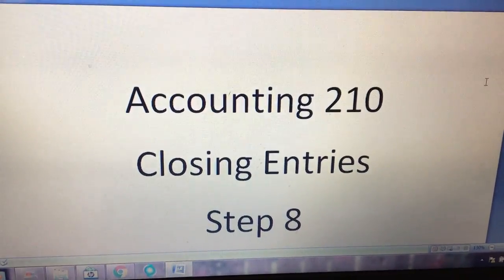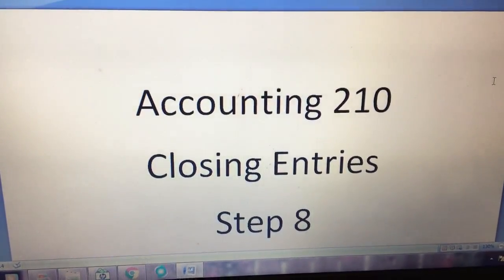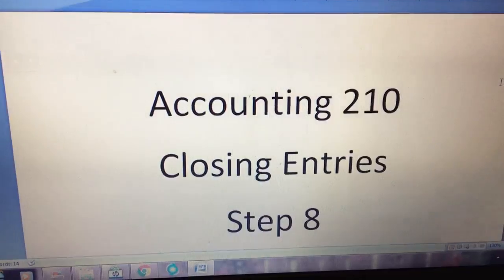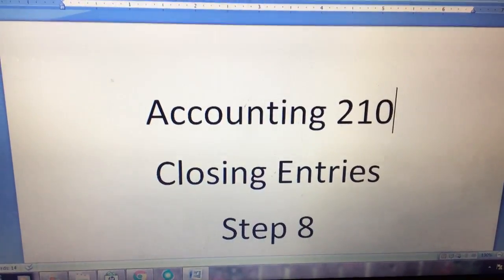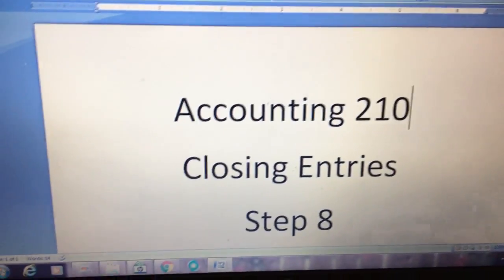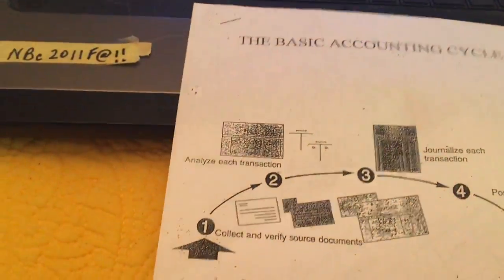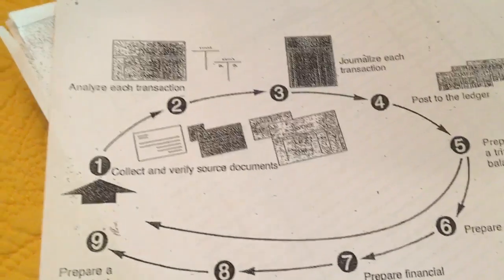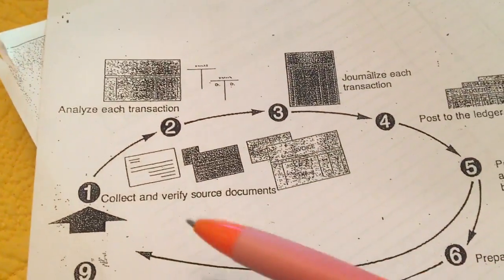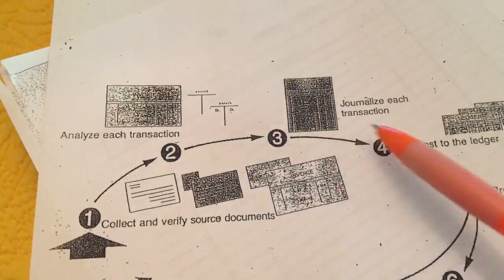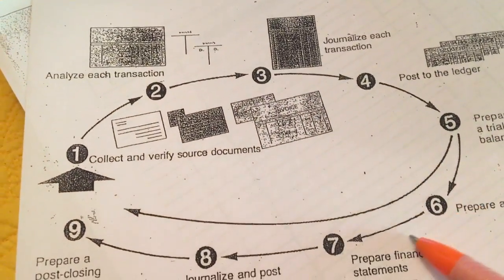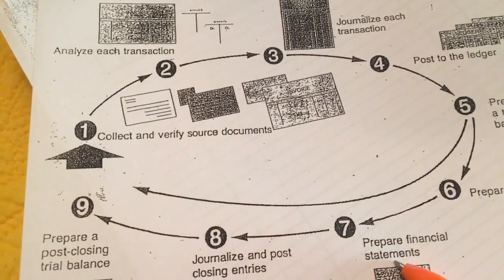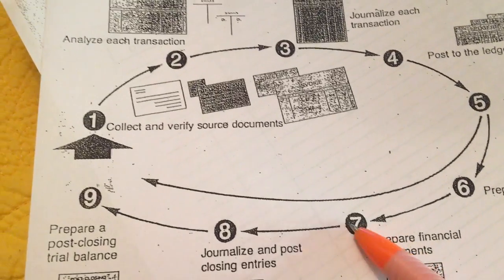Good morning, students. Today we're going to look at closing entries, which would be step 8 on the accounting cycle. Let me take you to the accounting cycle and show you where we are. If you come down to your accounting cycle that's posted under test 1, you'll notice we have gone all the way around, and the last thing that we did in class was to prepare financial statements, step 7.